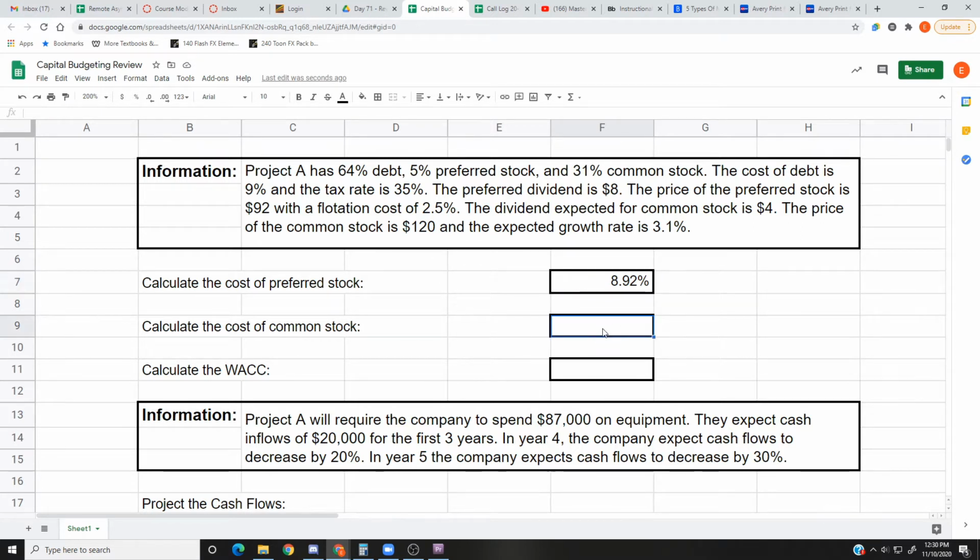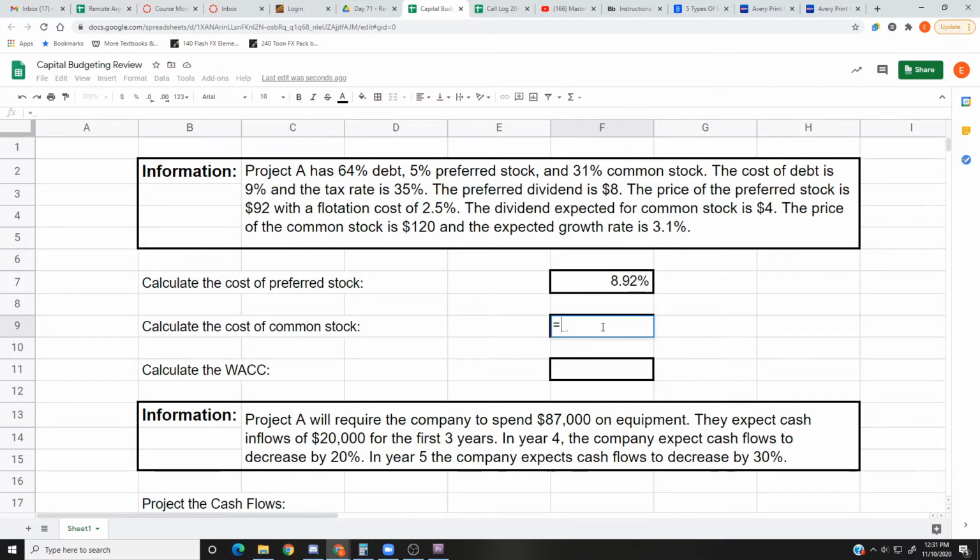Now let's do common stock. I'm going to do this the same way. I'm going to do it first in Excel, and then I'll show you how to do it by hand because that's the way we practiced. So I'm going to press equal. And for this formula, it's the dividend divided by the price, and then we add after that the growth rate.